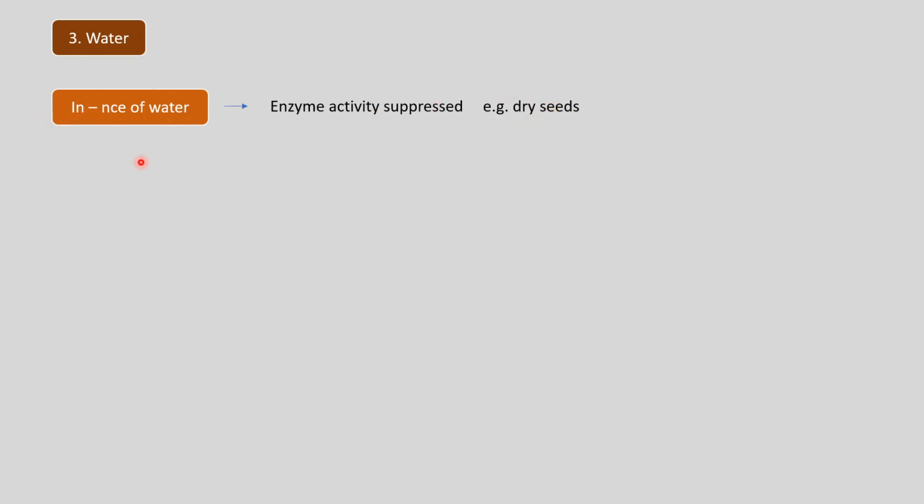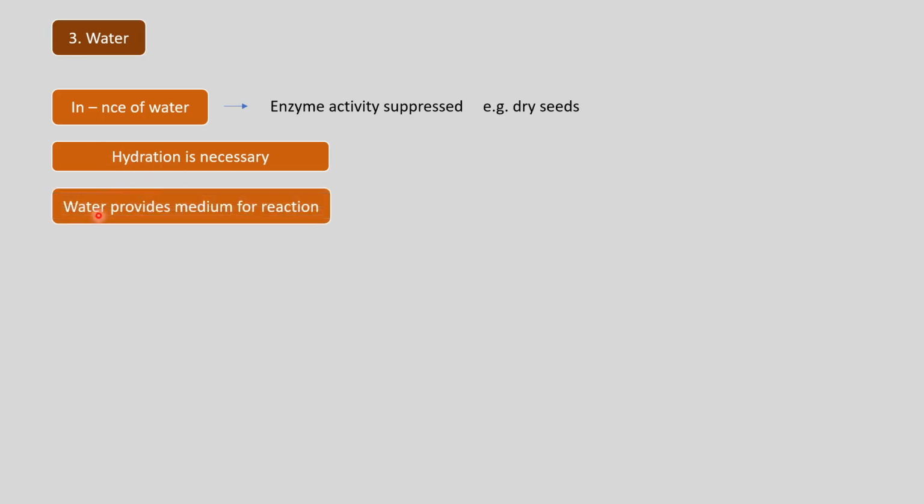Why does this happen? Because hydration is always necessary to carry out the reaction. That is because water provides the medium for the reaction. Reaction takes place in a medium, and water is the best medium in which a reaction takes place. Also, sometimes water molecules themselves are reactants. So water is an important part, and if it is absent, enzyme activity is sure to be suppressed.